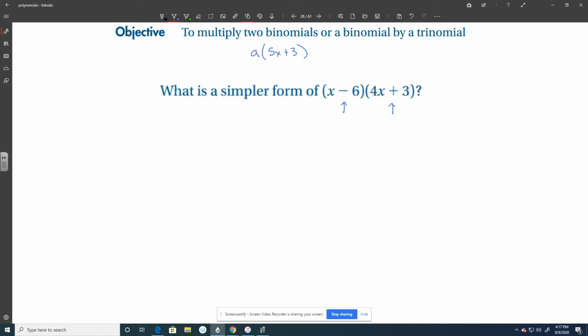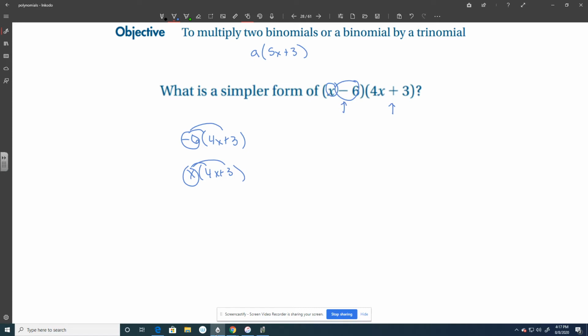We're not just multiplying the negative 6. We're having to multiply everything in both parentheses by everything in the other one. And that's where you have to be careful. If this was negative 6 multiplied by 4x plus 3, then all you would be doing is taking that negative 6 and multiplying it by these. If it was just x multiplied by 4x plus 3, you'd be taking the x and multiplying it by everything on the inside. But this time we have an x and we have a negative 6 that we have to worry about.